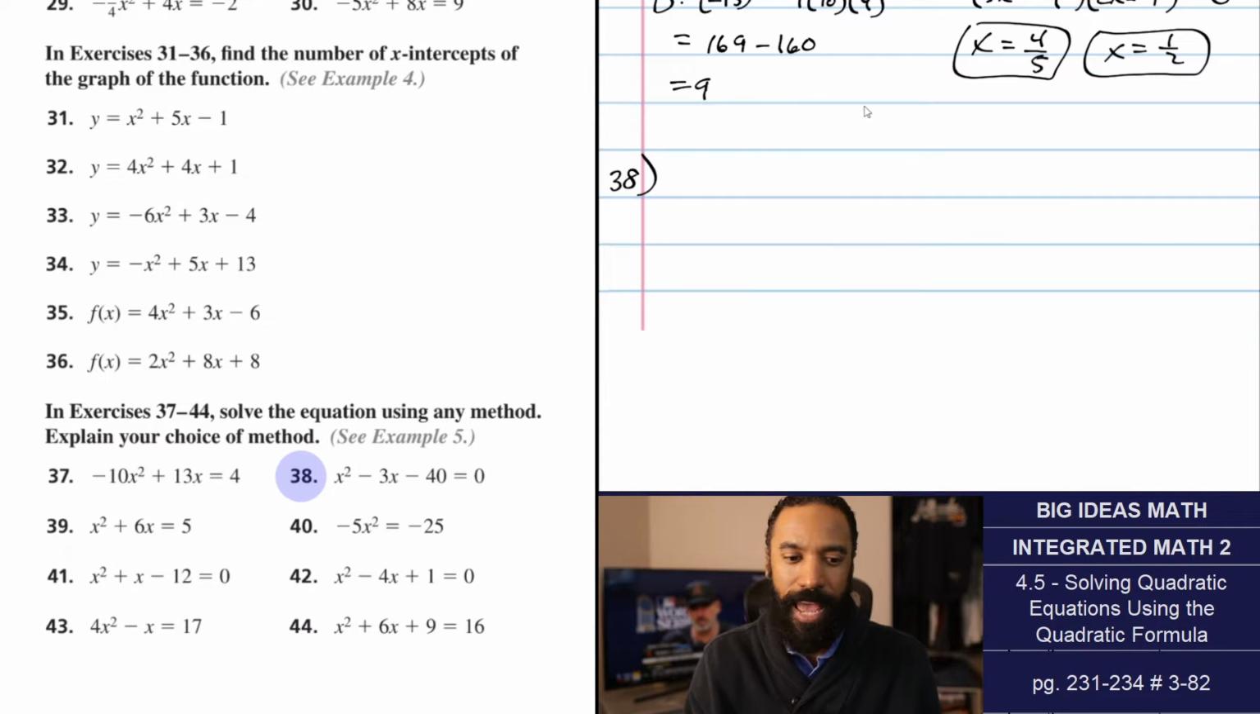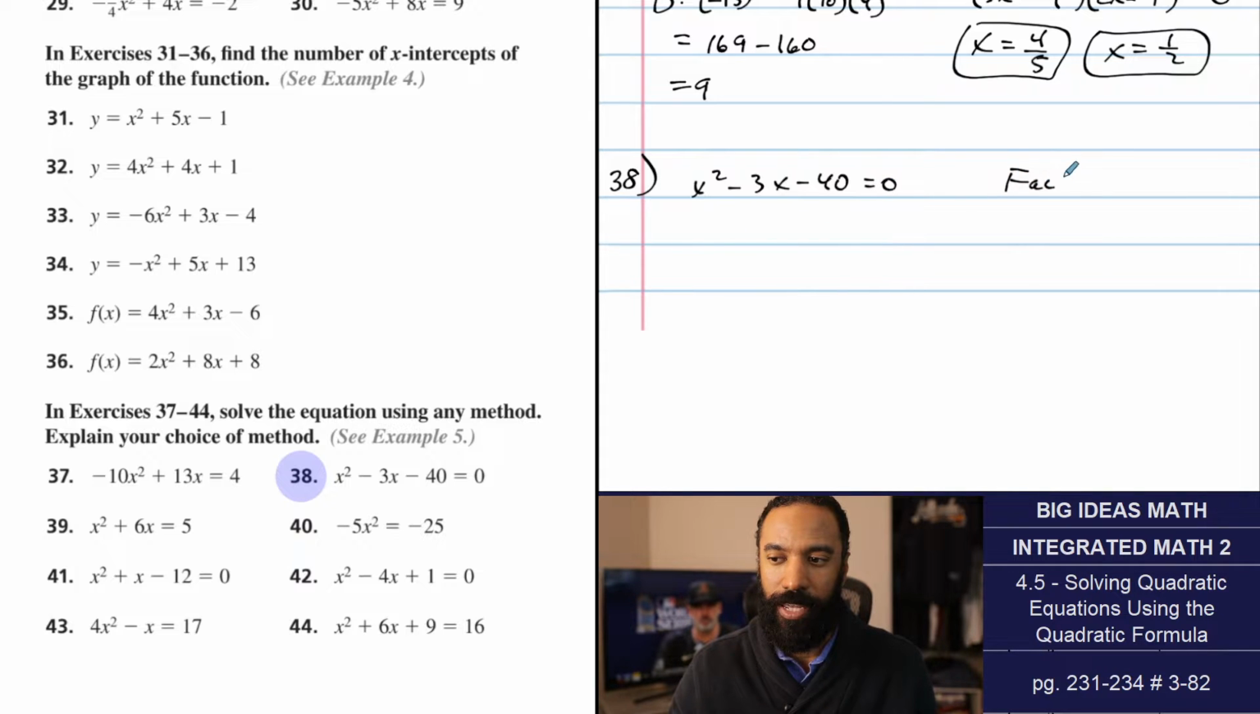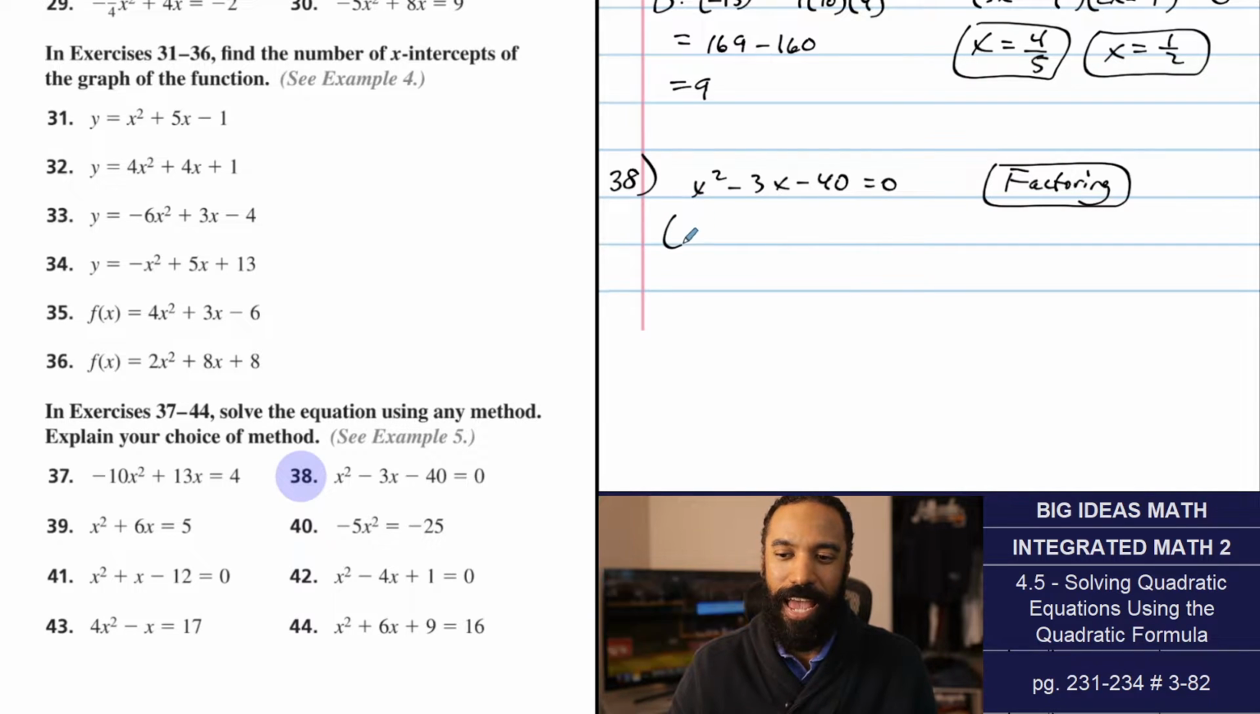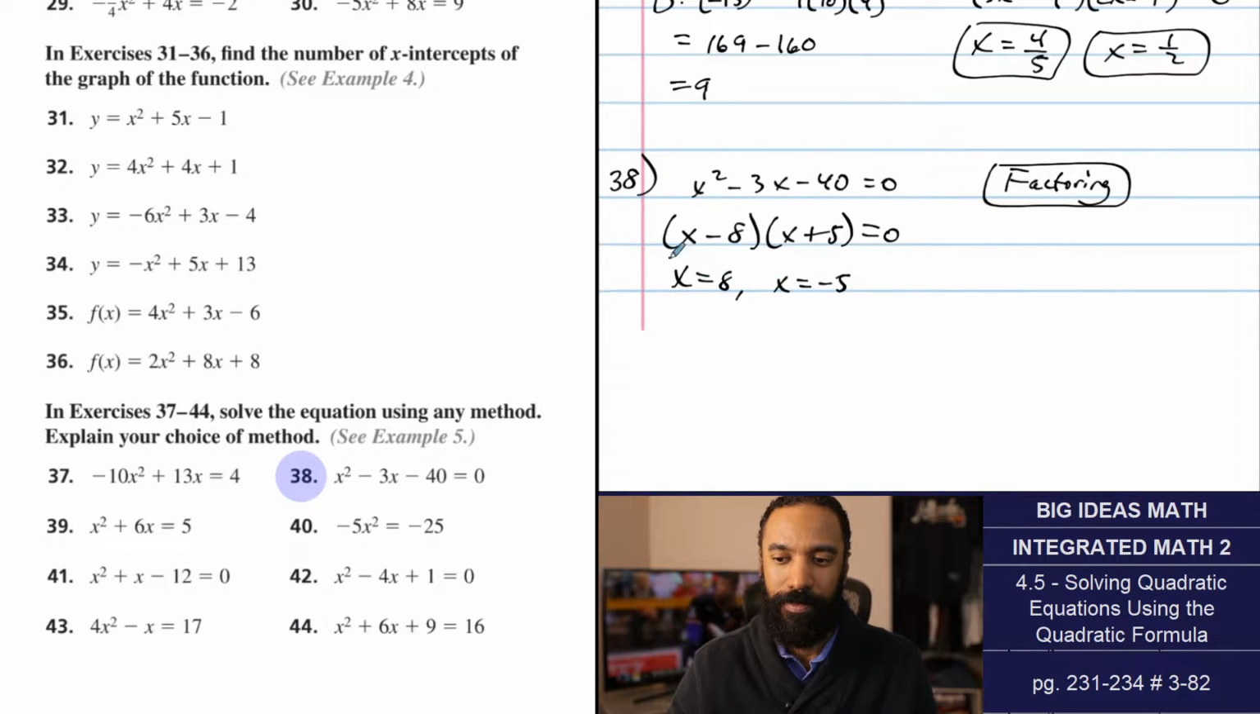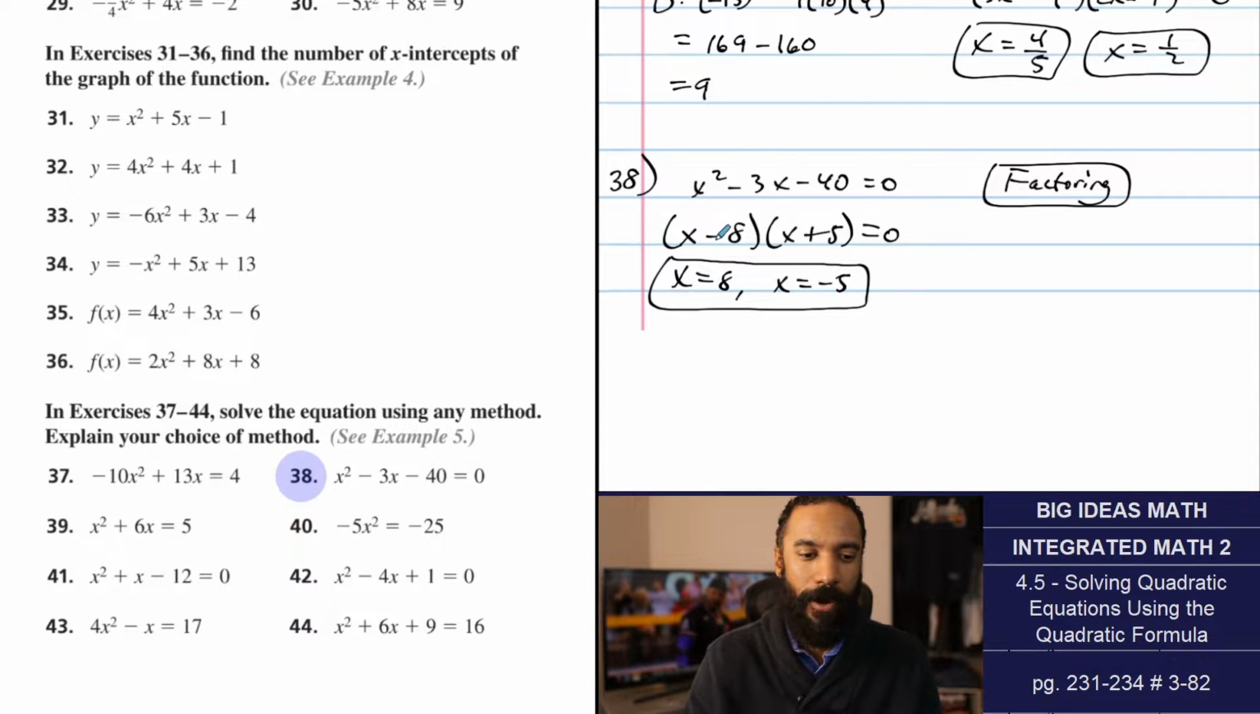Number 38, x squared minus 3x minus 40 equals 0. I can tell you this is factorable. This factors, I'm going to use factoring because easily factorable. This is x minus 8 times x plus 5. This means x equals 8 or x equals negative 5. All right.